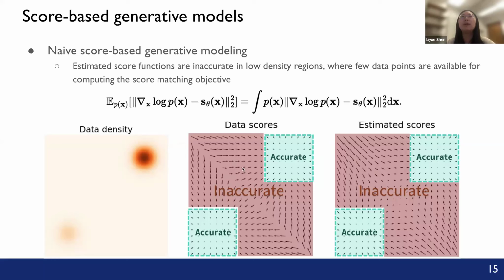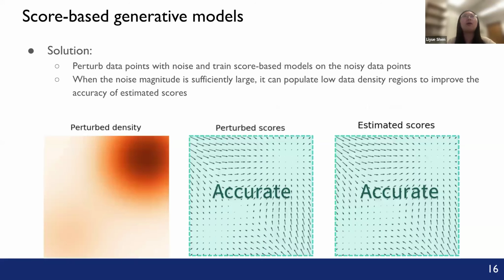So in this way, because we cannot get a good estimation for the score function in those regions, when we are doing the sampling, the long-term dynamics may accumulate errors in the sampling process, and that cannot give us a really good quality image from the real ground truth distribution. So how can we solve this?